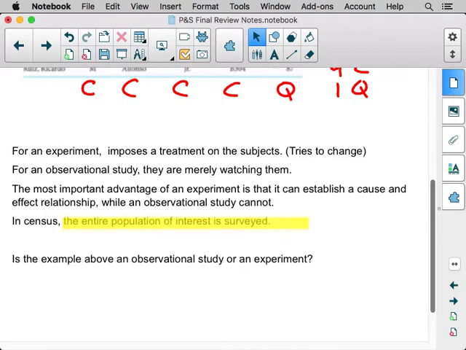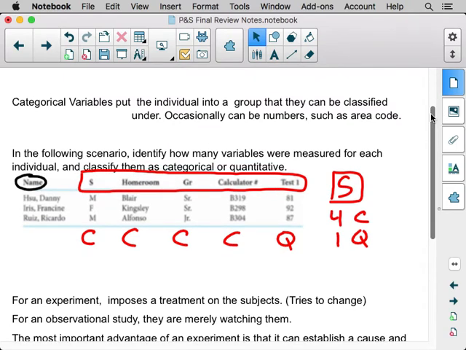In a census, that's where the entire population is surveyed, okay? And again, those are usually difficult to manage because it's hard to contact the entire population. We talked about back in the chapter, that's why we only do the US Census once every 10 years. So our example above, is this an observational study or an experiment? Well, I'd say that this is an observational study, okay? Again, we weren't imposing a treatment, we were just collecting information from these individuals, okay? And so this would be an observational study.